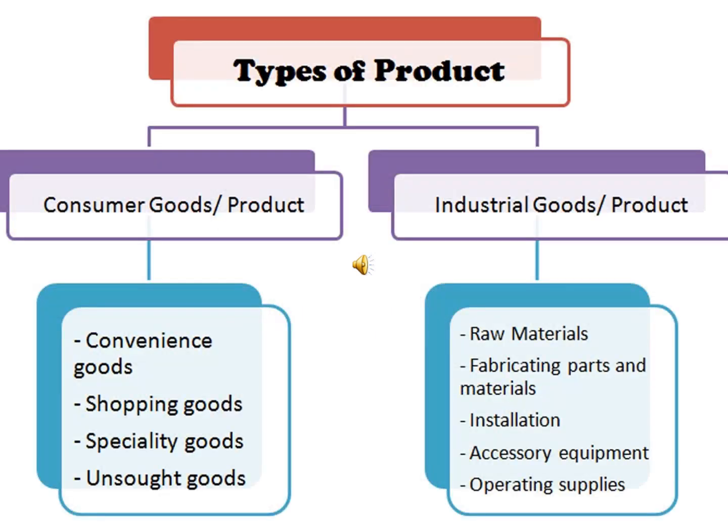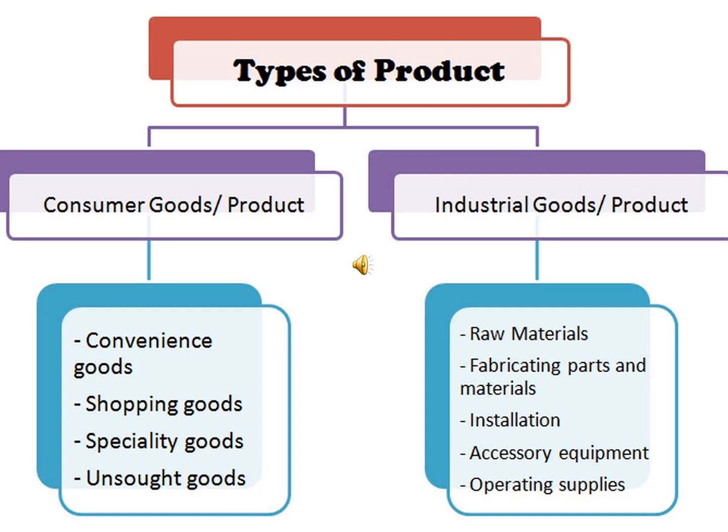Now let's discuss the types of products. So basically the two main categories of products are consumer products and industrial products. This category is based on usage. So now, what are consumer products? Consumer products are purchased by individuals for personal or household use. These are meant for the final consumers.